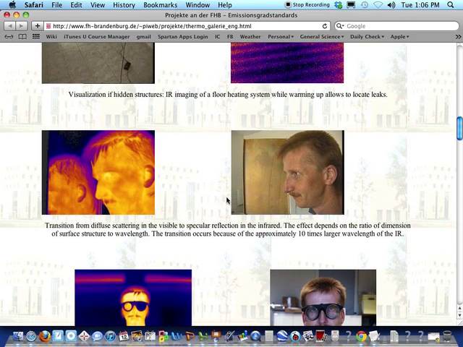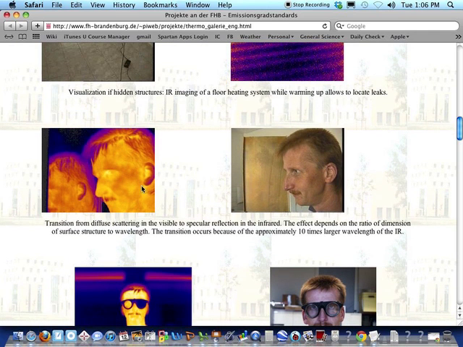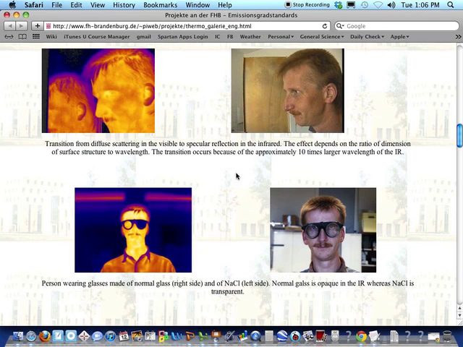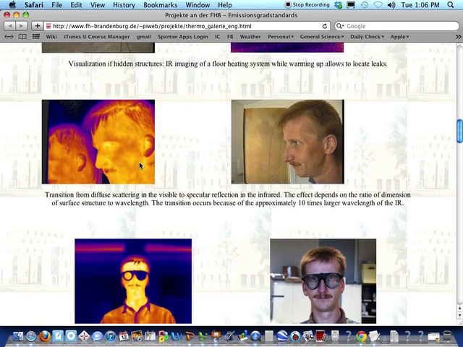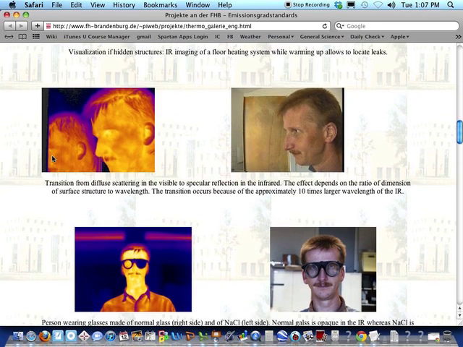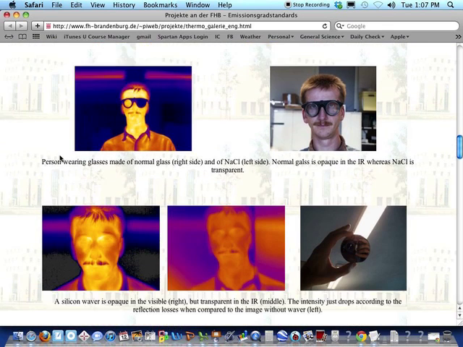Again, you see the different parts of a person. The coolest areas are the extremities, the ears, and so forth. Wait, isn't there another person? What's that? Can I picture him? That's a mirror. Oh, I was going to say, whoa.